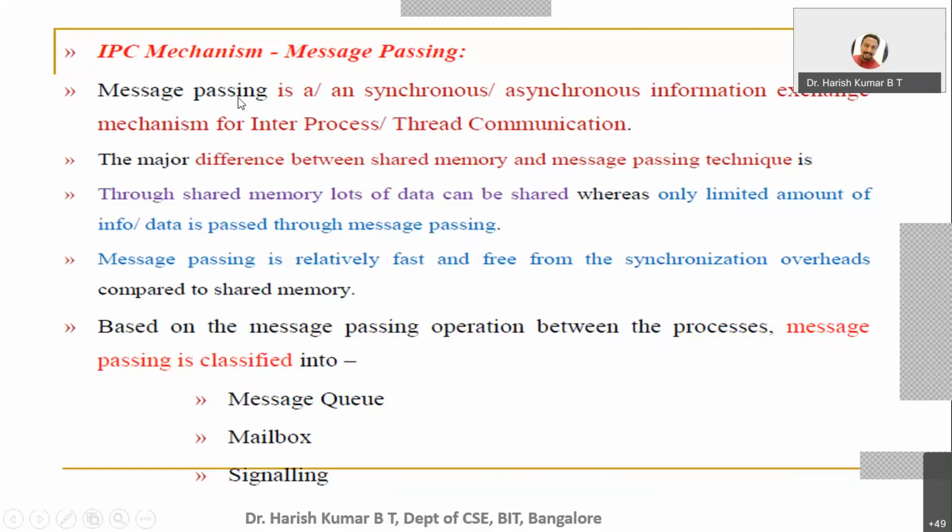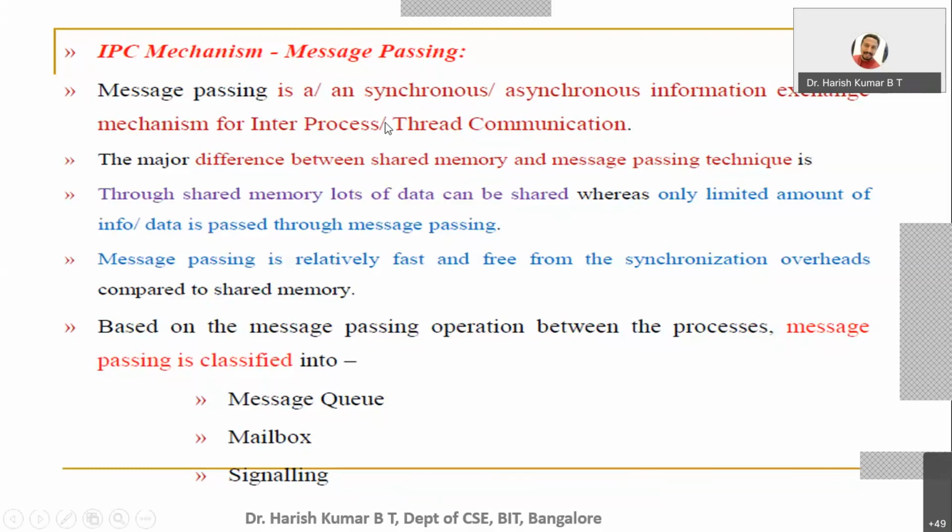Now in message passing also, we have synchronous and asynchronous information exchange, and it can happen within the process or across threads also. The major difference between shared memory and message passing is this. In shared memory, lots of data can be shared. You can exchange a huge amount of data because the communicating processes share the common memory, and it is a simple operation. One writes to the shared memory, and the other consumes from it.